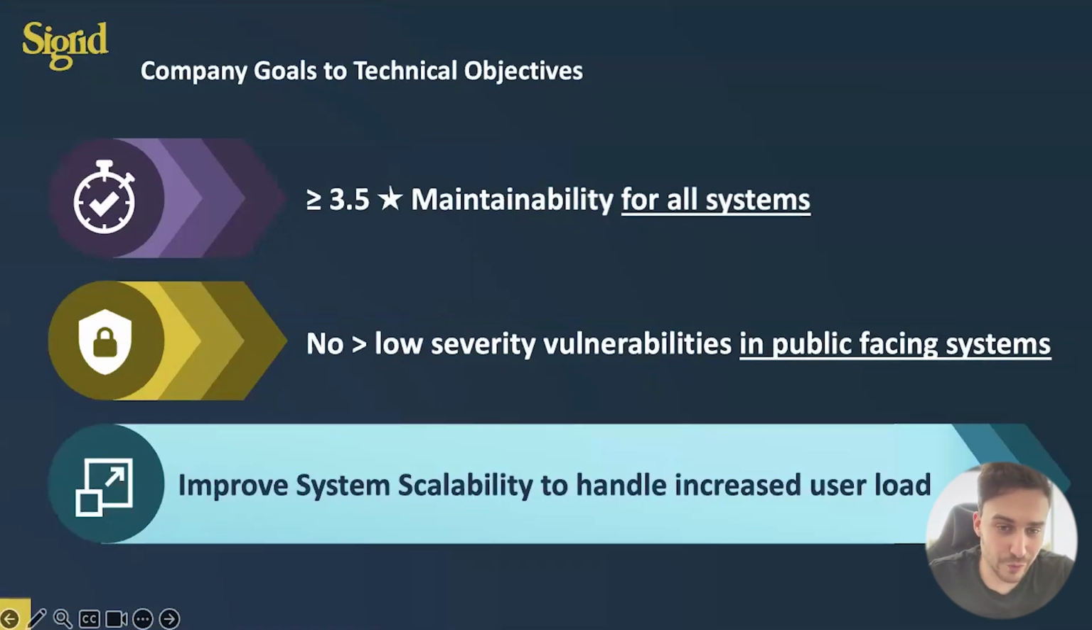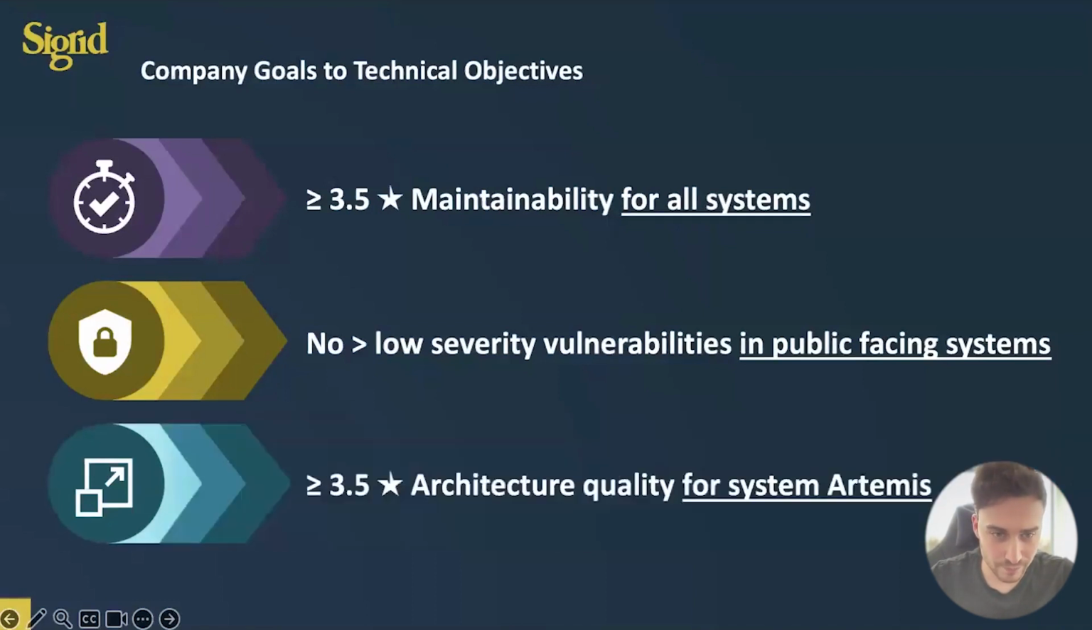And last, if you want to improve the system scalability because you expect a lot more users in the future, this can be a business concern, then you can say that we want a high, let's say 4 stars architecture quality. And system Artemis is one of the systems in our example page, in our Sigrid open demo page, just as an example. So these are 3 examples.